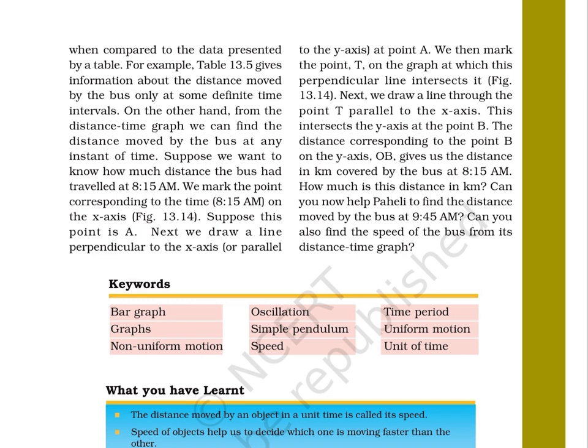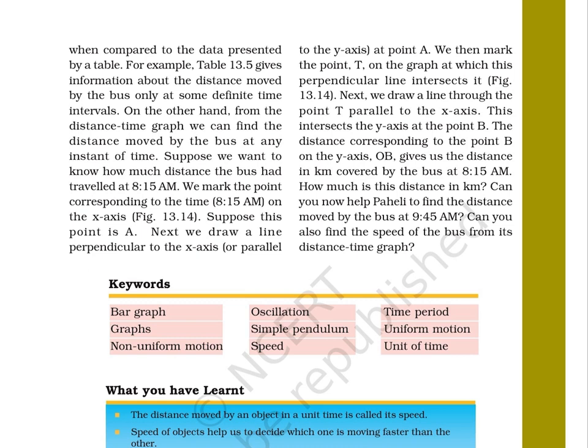For example, Table 13.5 gives information about the distance moved by the bus only at some definite time intervals. On the other hand, from the distance-time graph, we can find the distance moved by the bus at any instant of time. Suppose we want to know how much distance the bus had travelled at 8:15 am. We mark the point corresponding to the time 8:15 am on the x-axis. This you can observe in Figure 13.14.